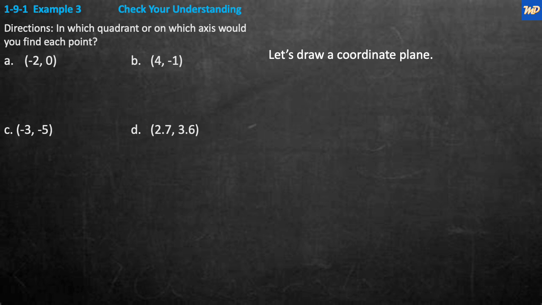Okay, example 3, check your understanding. So now they want you to do it, right? In which quadrant or on which axis would you find each of these points? So A, B, C, and D, I want you to stop. You're going to have to draw your own coordinate plane. It gives you a little coordinate plane practice. So go ahead and stop it, try it, draw your coordinate plane. When you get back, we'll do it again together.